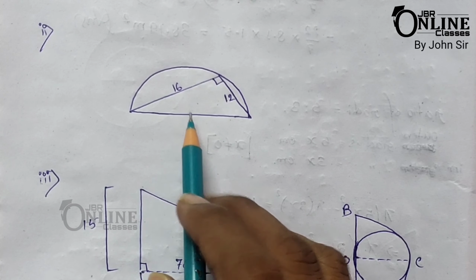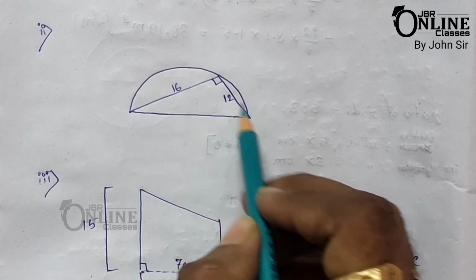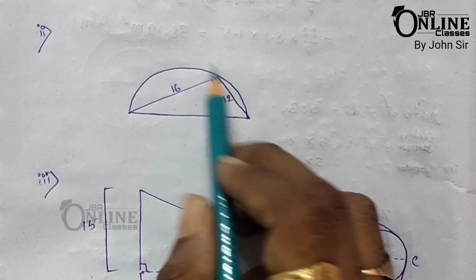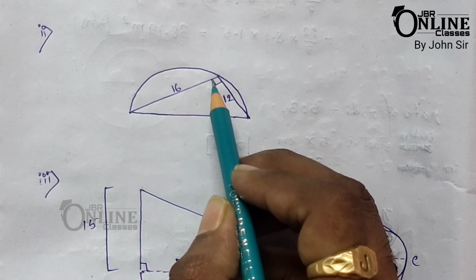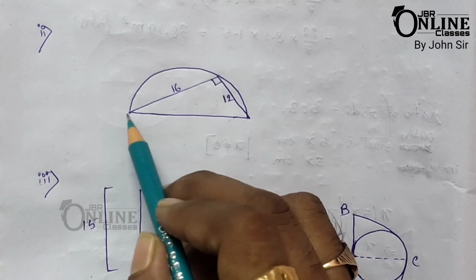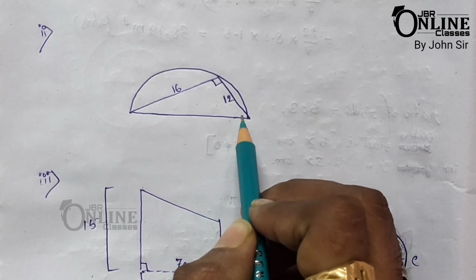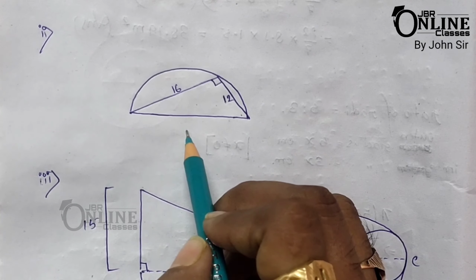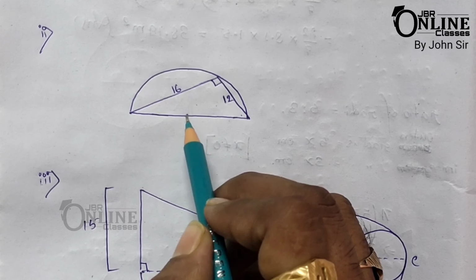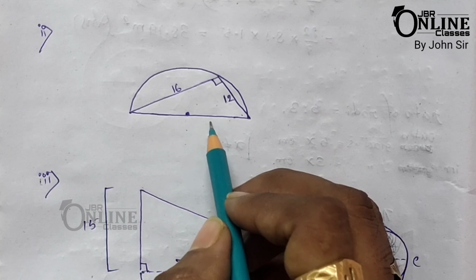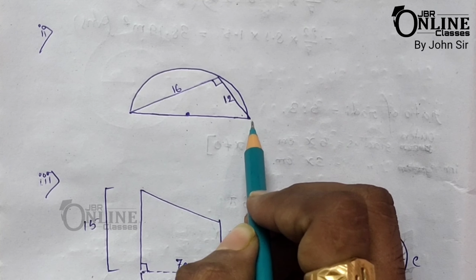Now 13.2. Now in this diagram, this is a right angle triangle which is inside the semicircle. As it's a right angle triangle, here base is 12 and height is 16. So you can easily find out the hypotenuse by using the Pythagoras theorem. After you find out the hypotenuse, then just divide the hypotenuse by 2 to get the radius of this circle.